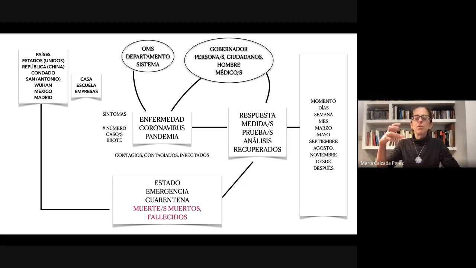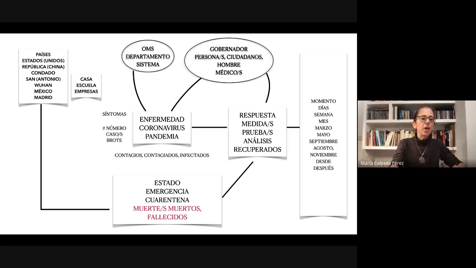WikiCovid ES refers to momento, moment, días, days, semana, weeks, month, mes, and then on all the names of months, marzo, mayo, septiembre, agosto, and so on and so forth. So time is referred to in a more specific manner in the Spanish version of the Wikipedia.